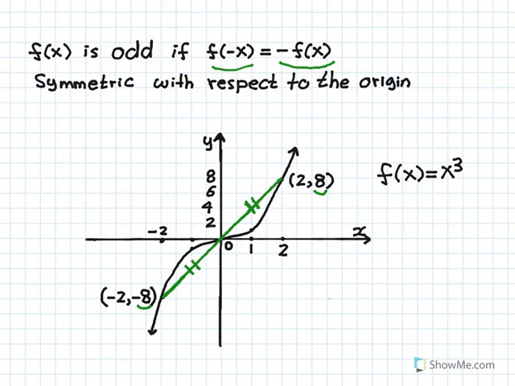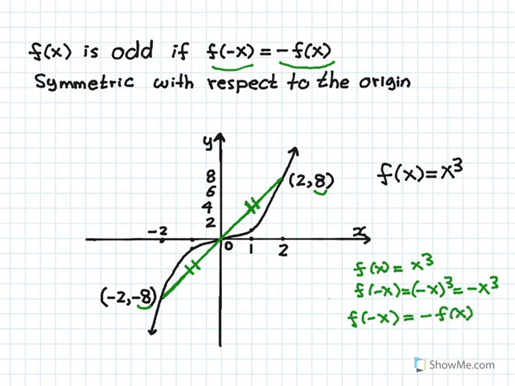So now let's show some steps here. So we have f(x) is equal to x cubed. f(-x) is equal to (-x) all cubed. That's equal to -x cubed. So what we have shown is that f(-x) is equal to -f(x). And this is the condition for an odd function.